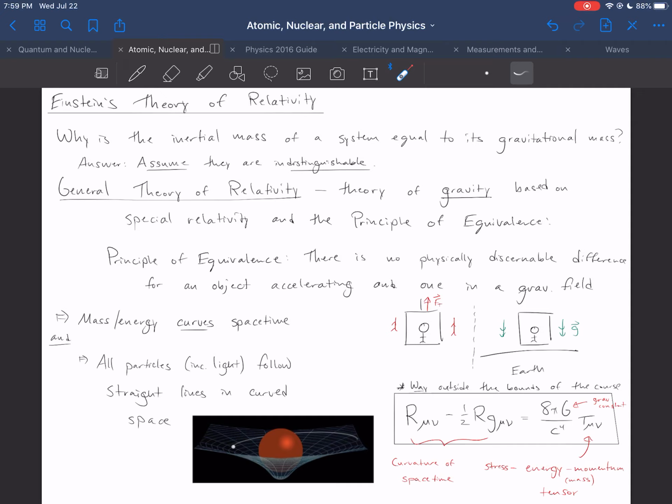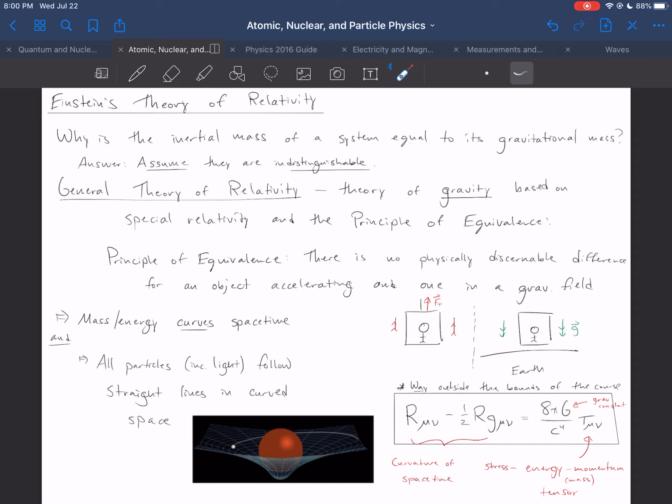Now we reconceptualize what's going on. We have a completely different explanation. There's no pull. Instead, what happens is that that central planet is curving the space-time around it. It bends the very fabric of what it is to move in space around it.